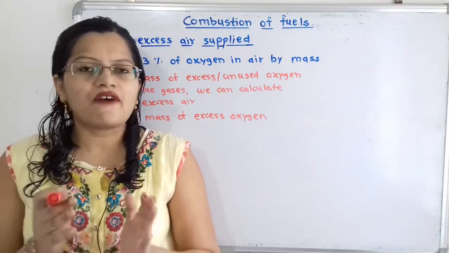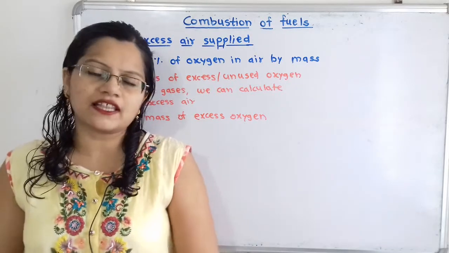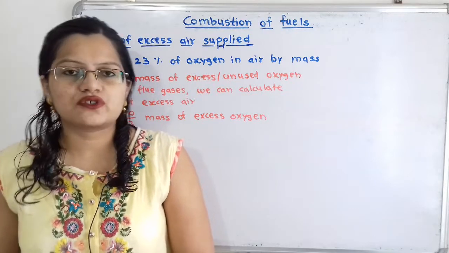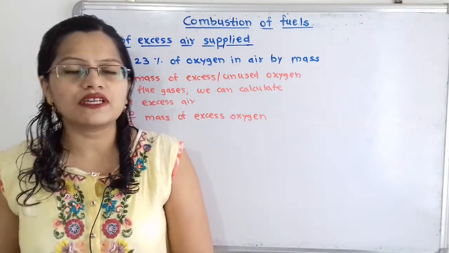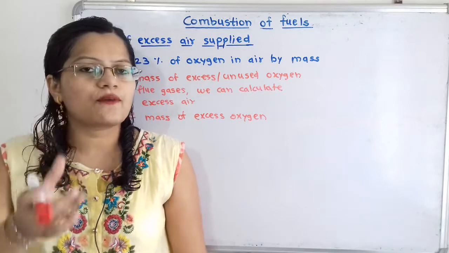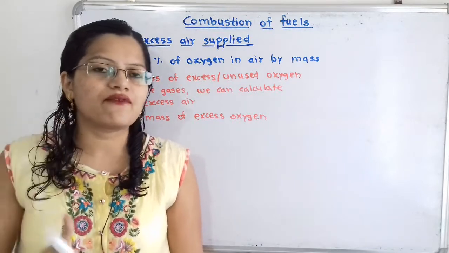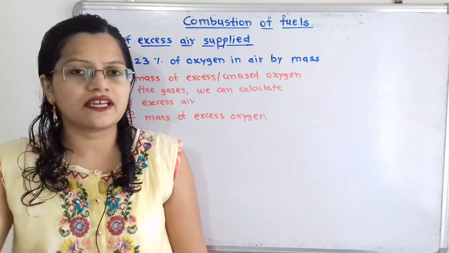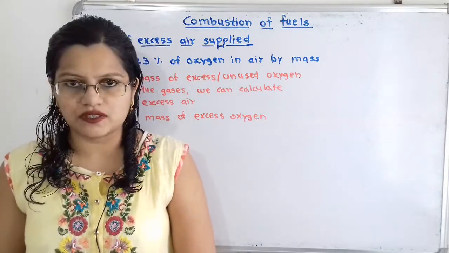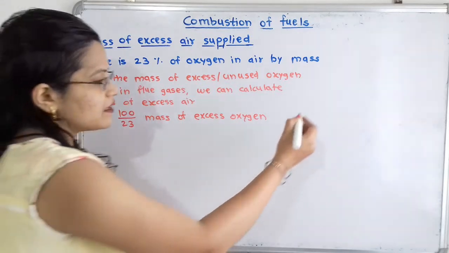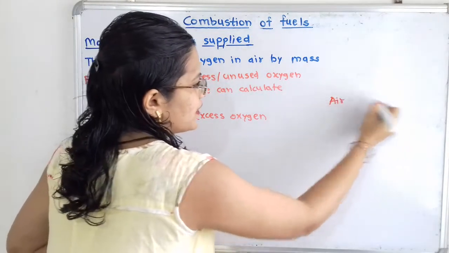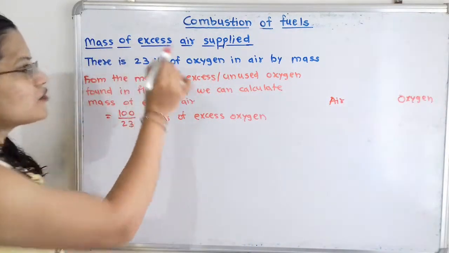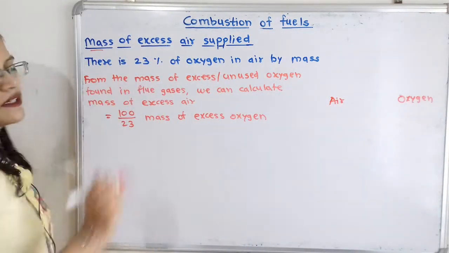We know that after combustion, flue gases are generated. Suppose there is unused or excess oxygen found in the flue gases. Then from that amount of oxygen we can find out the mass of excess air supplied for the combustion process. We will make two parts: here is air and here is oxygen. Now we have to calculate the mass of excess air, so this word mass is important.